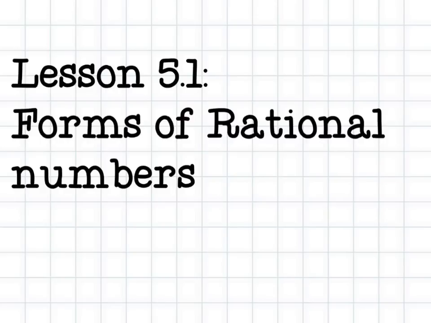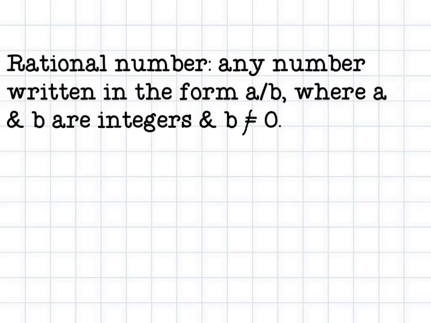Lesson 5.1, Forms of Rational Numbers. A rational number is any number written in the form a over b, where a and b are integers and b does not equal 0. In other words, every number can be written as a fraction. Fractions may never have a denominator of 0 because you cannot divide something into 0 pieces.